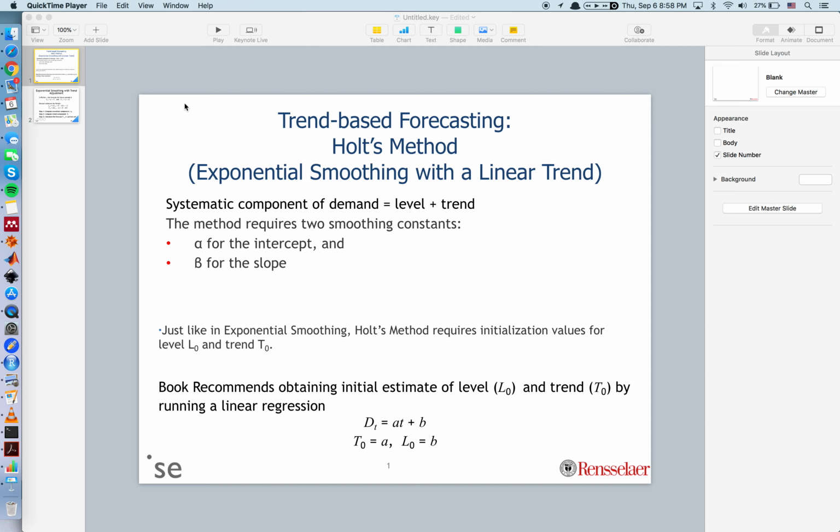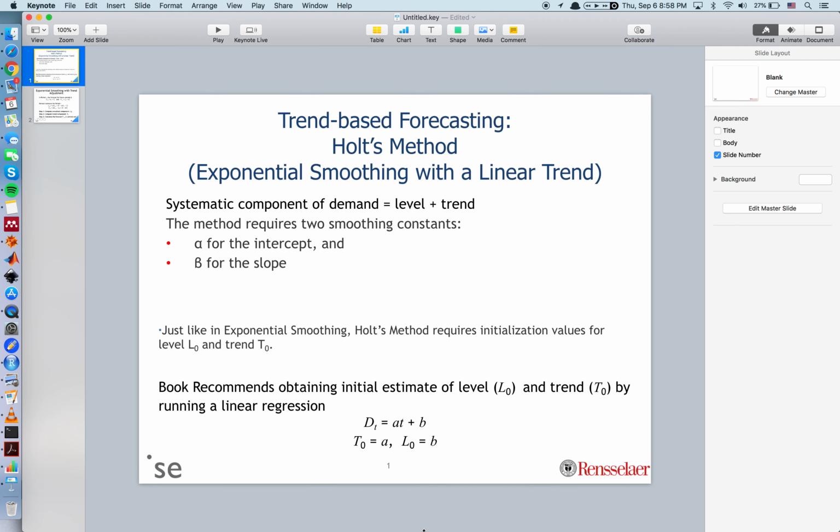So since we need to estimate both the level and the trend, we need not only an initial estimate for the level, so an estimate of the level at time 0, we also need an estimate of the trend at time 0, so we need an initial trend as well. So we have four parameters: alpha, beta, L0, and T0.